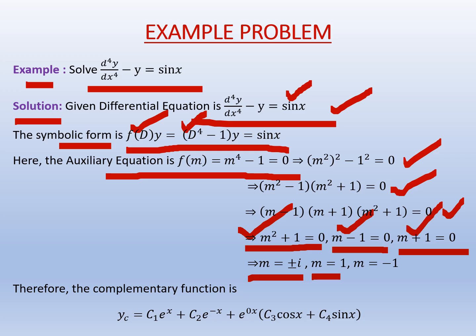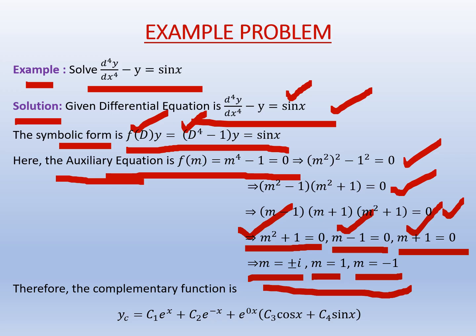Next, the equation m + 1 = 0 gives m = −1. Thus, the values of m are ±i, 1 and −1, which are the roots of the auxiliary equation for the given non-homogeneous linear differential equation. So we write the complementary function for the given non-homogeneous linear differential equation.